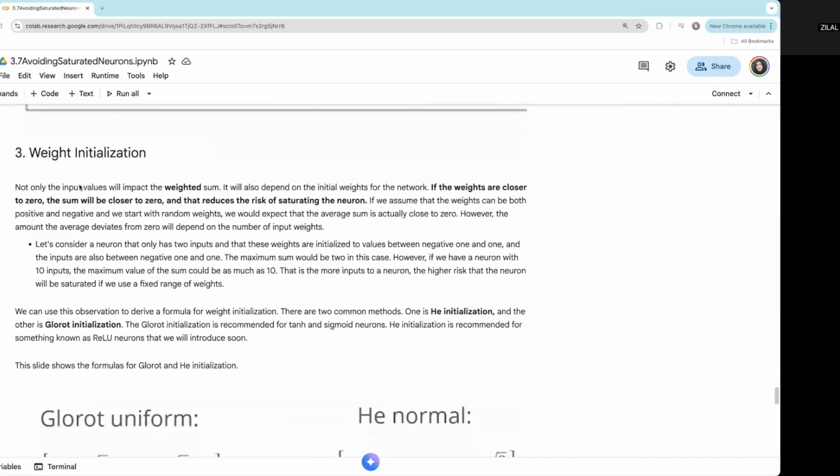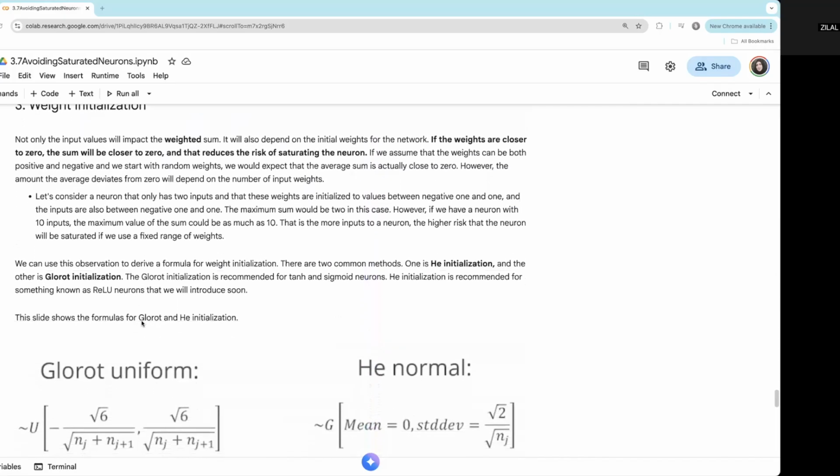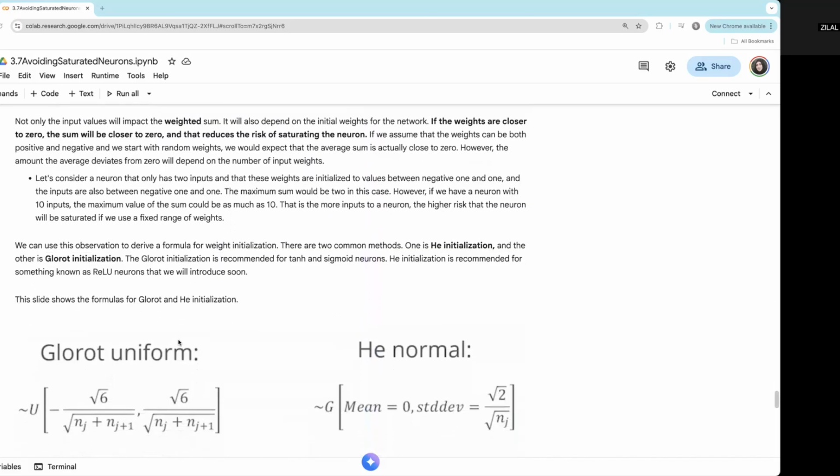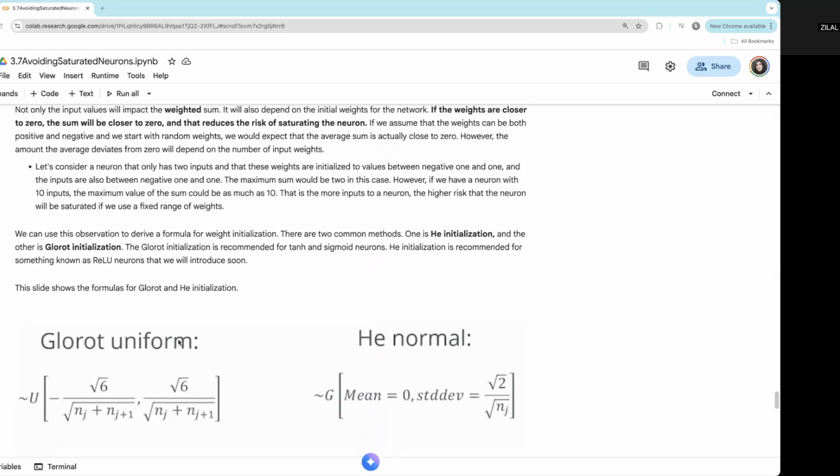The third technique, weight initialization. Not only the input values will impact the weighted sum, it will also depend on the initial weights for the network. If the weights are closer to zero, the sum will be closer to zero, and that reduces the risk of saturating the neuron. If we assume that the weights can be both positive and negative, and we start with random weights, we would expect that the average sum is actually close to zero.